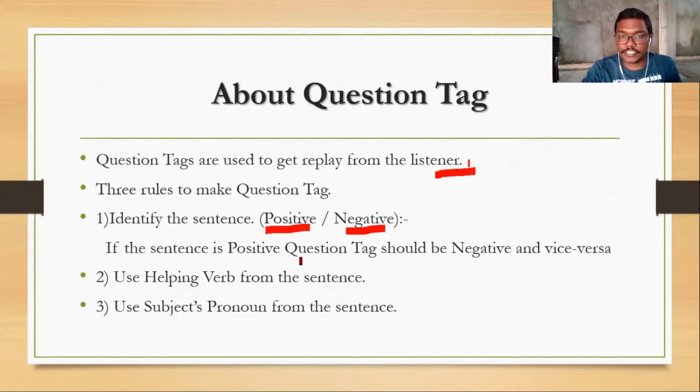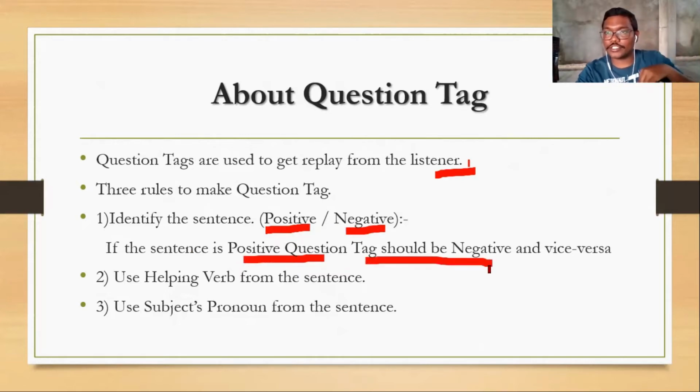If the sentence is positive, then the question tag should be negative. If your sentence is negative, the question tag should be positive. That's why I said vice versa. Okay, so that you remember. We'll study it in the examples very clearly.